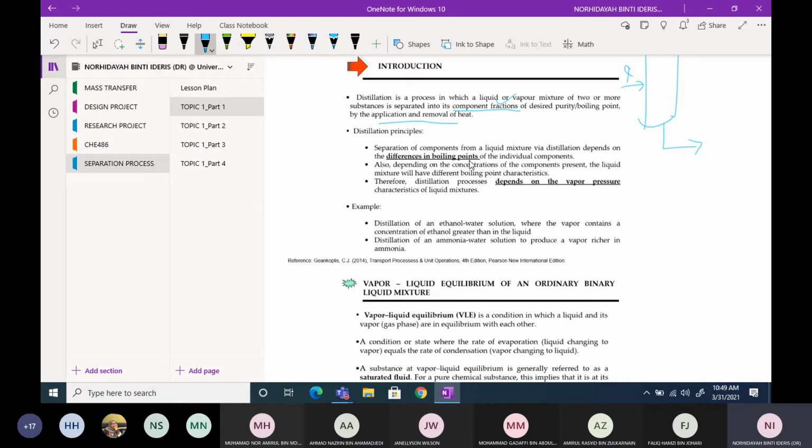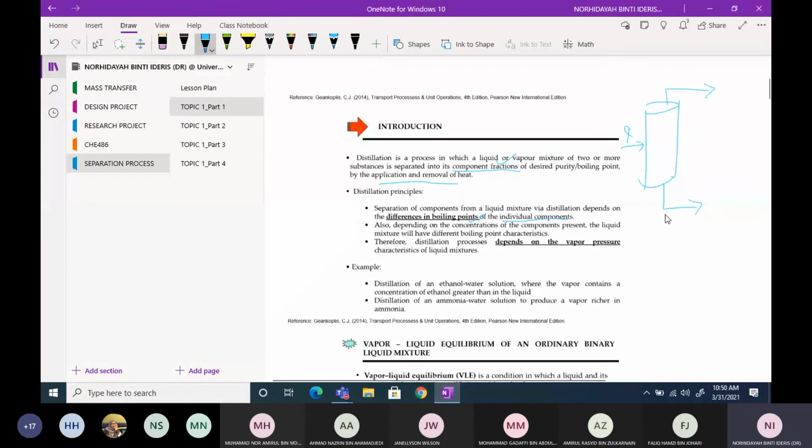Okay, so the keyword here is that we are manipulating the difference in boiling point in the distillation column so that the mixture can be separated into its individual components. Okay, so untuk distillation column not necessary ada top and bottom je. Sometimes it's very complicated, dia ada banyak lagi stream.